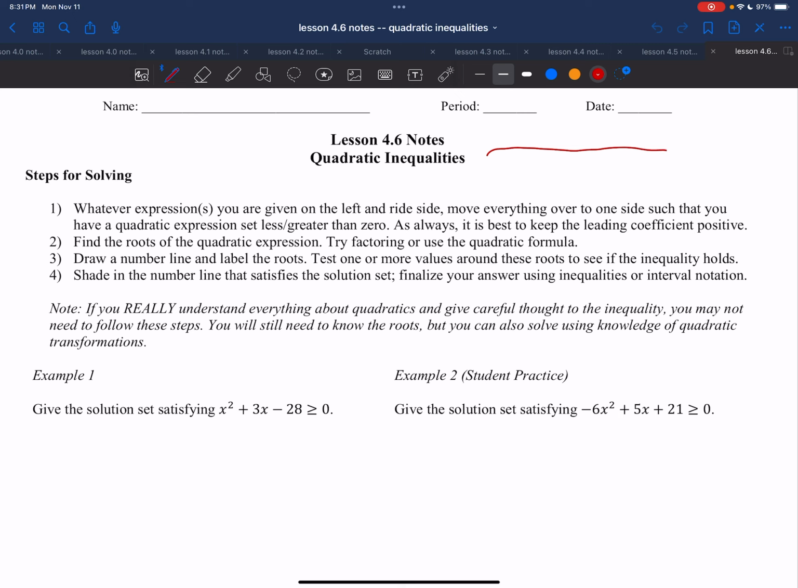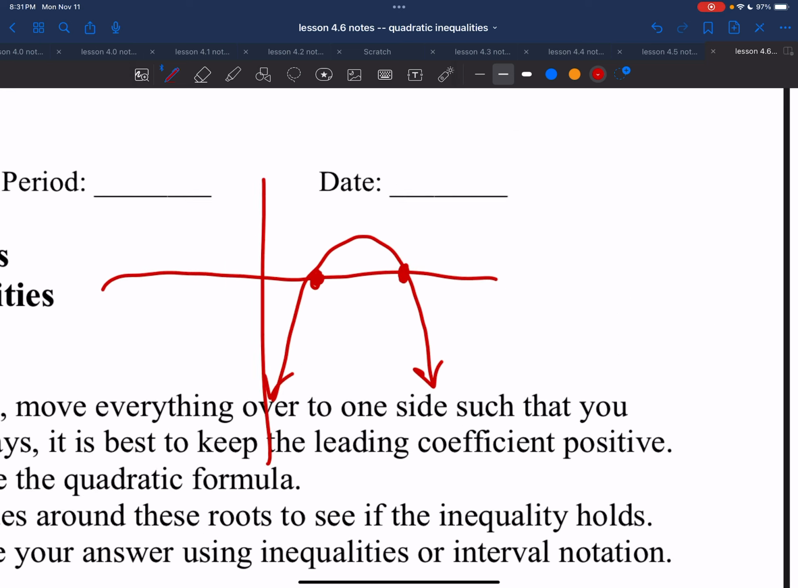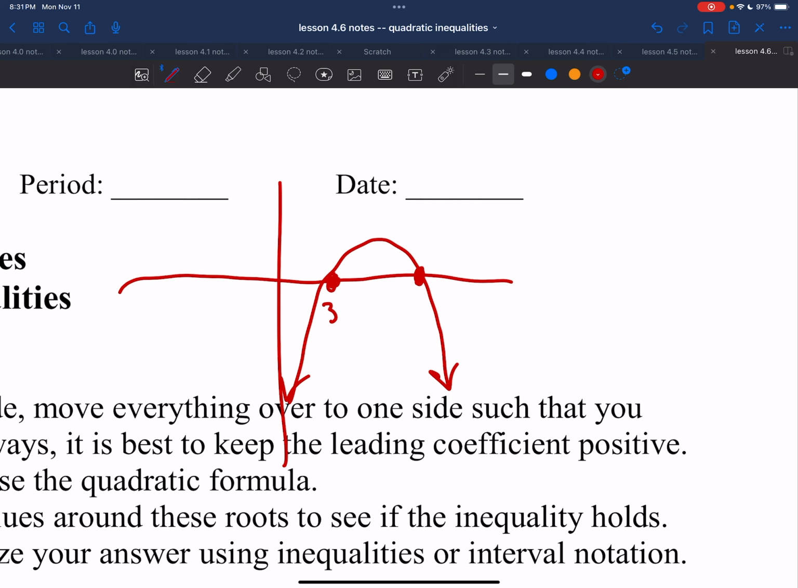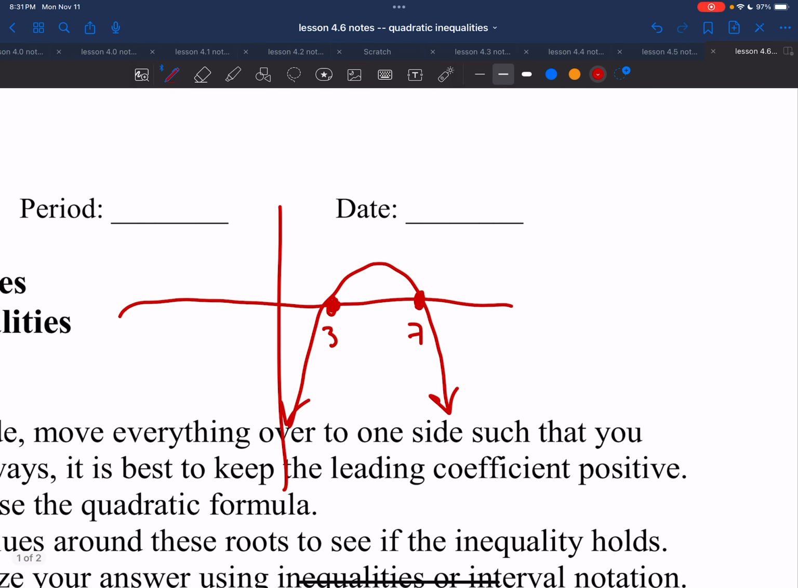So here's a quick example before I actually do a real example. Let's say I have a parabola and it crosses through these two roots. And let's say it's upside down, so it looks like this, right? Let's call this 3 and let's call this 7, right? This is the curve f. If you wanted to know when f was greater than or equal to 0, then that would mean that the y values are more than 0.